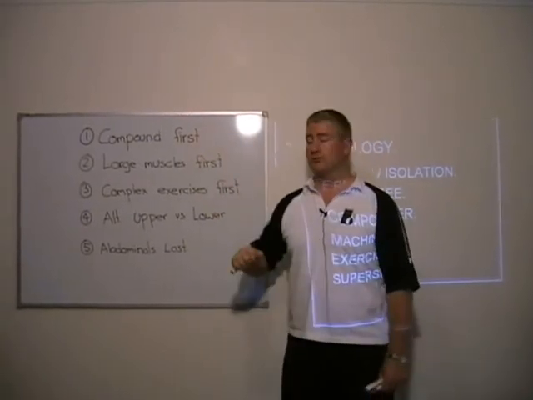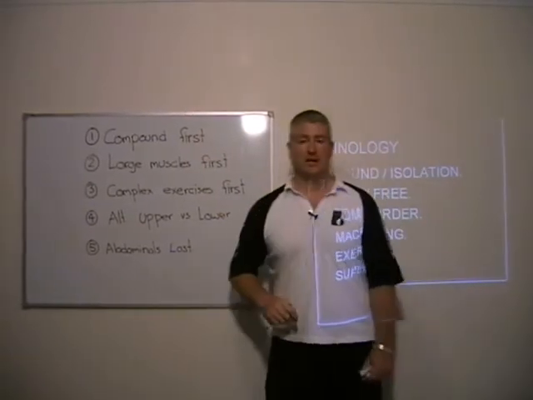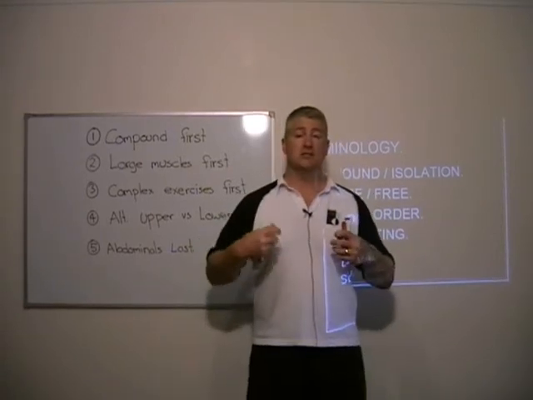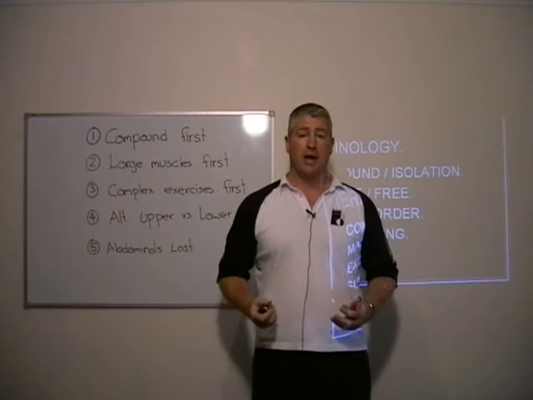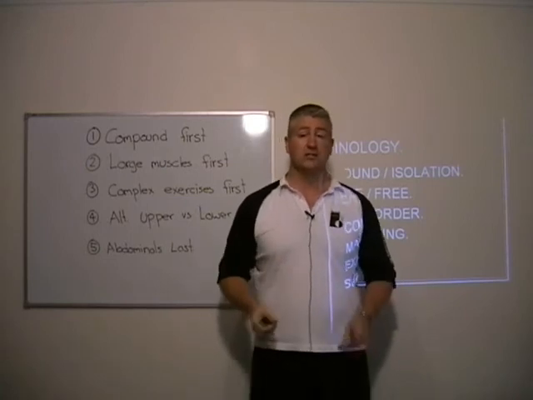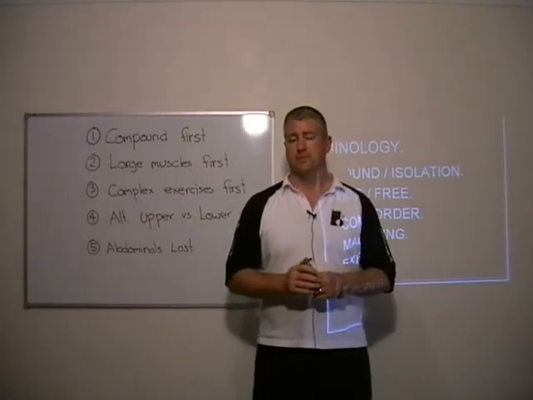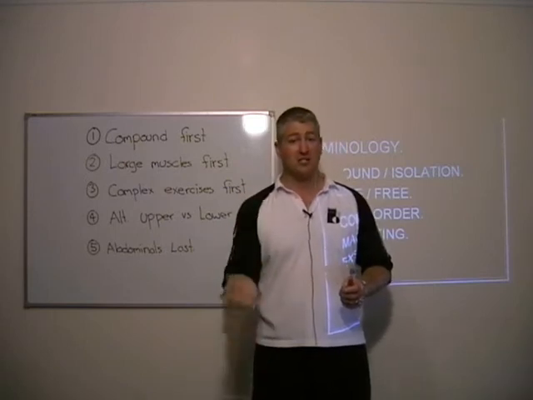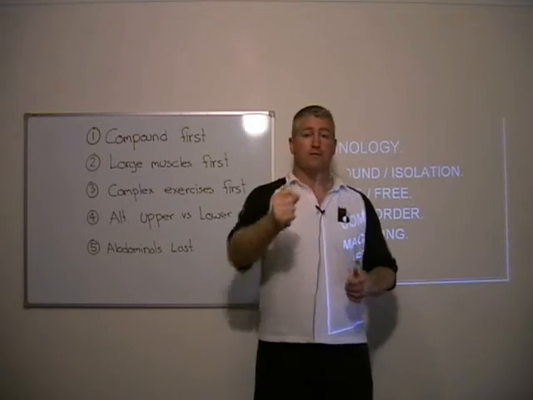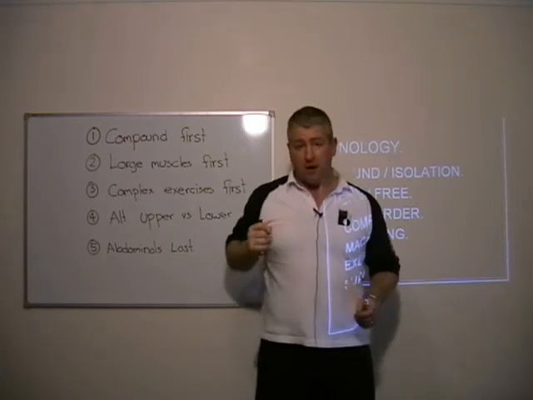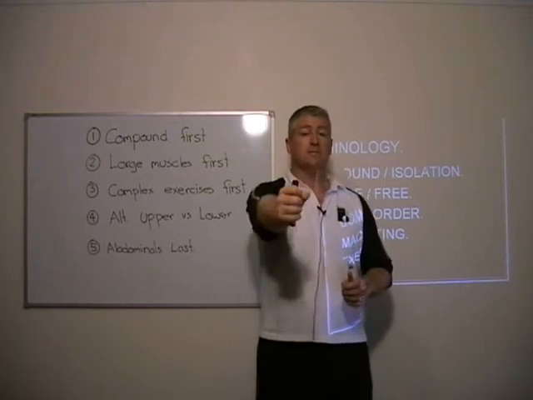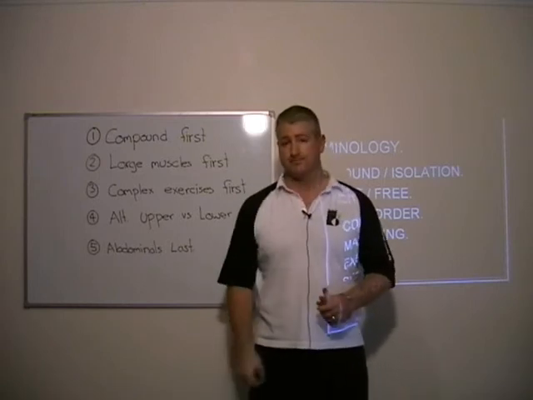Okay, let's look at these rules. Compound exercises should be done first. Why? The reason for that is compound exercises usually involve large muscle groups, and isolation exercises usually only involve small muscle groups. Let's look back at that example of bicep curls as an isolation exercise and a rowing movement as a compound exercise, which involves shoulder extension for the latissimus dorsi and elbow flexion for the biceps.